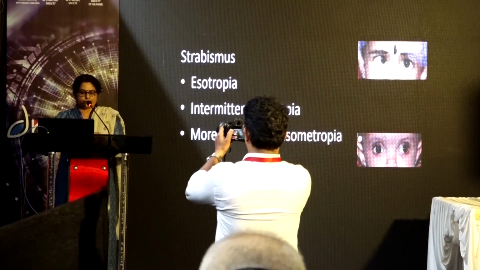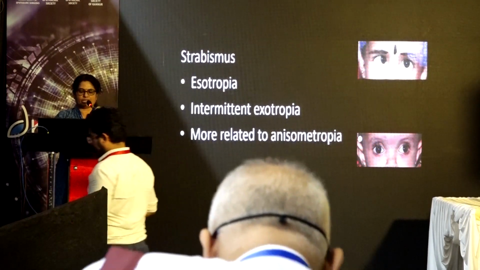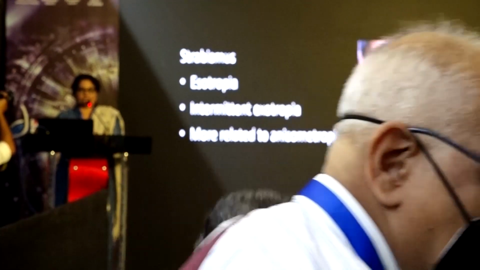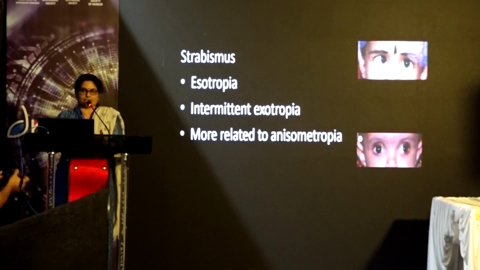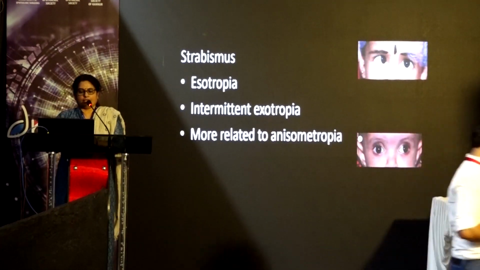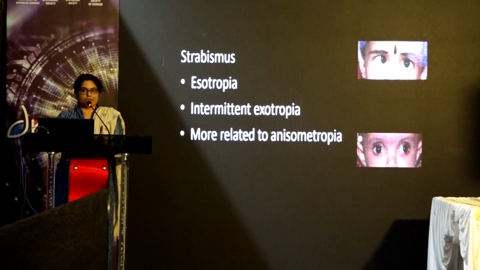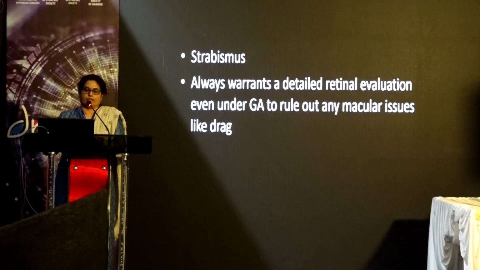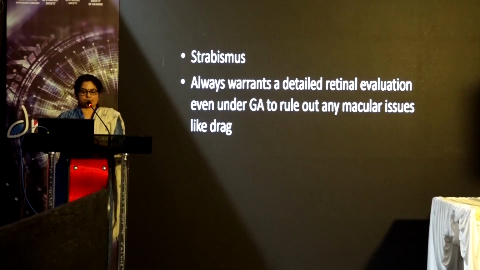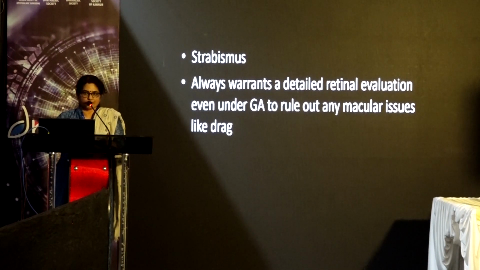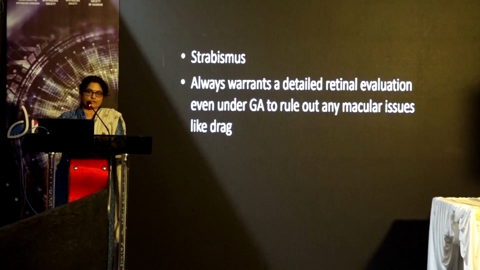Now, coming to strabismus, we definitely do see strabismus, but in my experience it is not that common. Especially you see strabismus like esotropia in cases of high myopia, in highly premature babies and those with aggressive ROPs. Intermittent exotropia is also seen, which is more related to anisometropia. When the child comes to you with strabismus, it always warrants a detailed retinal evaluation, even under general anesthesia, to rule out any macular issues like drag. Sometimes you may not be able to visualize the macula in all these children. They may not be cooperative. Once they are beyond 6 months of age, it's not easy to see the retina completely and perfectly.